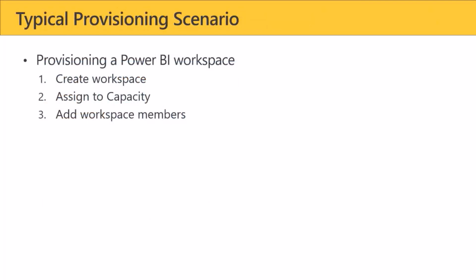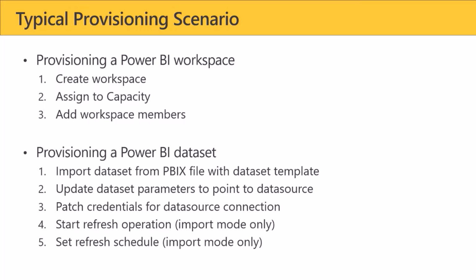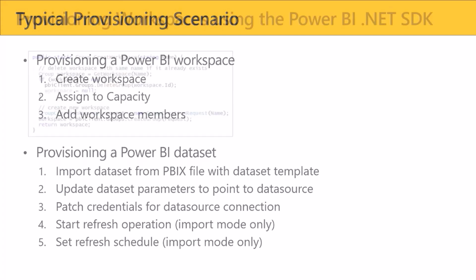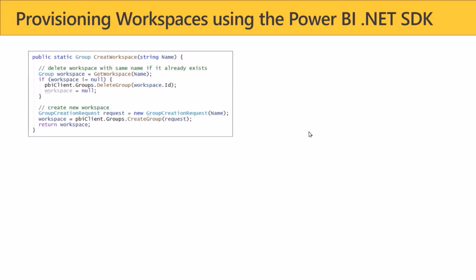Now, here are the steps that we're going to do inside the demo. We're going to create a new workspace, assign a capacity, and add workspace members. That's not so much what we're trying to cover here, but it's something I'm going to do in the demo. But what we're going to do is provision a dataset from a PBIX file with a dataset template, possibly update parameters, but then we're going to patch the credentials so that we can run refresh operations. Okay, now let's go ahead and do this.